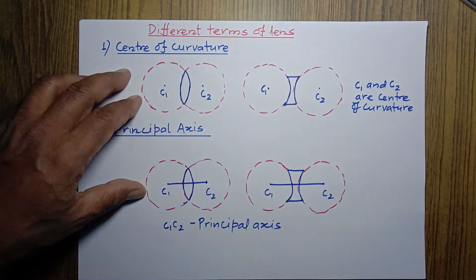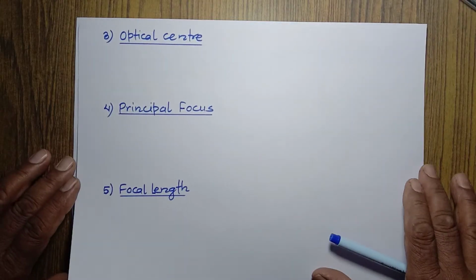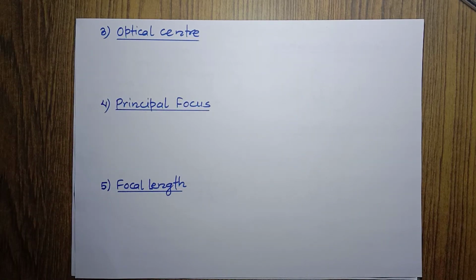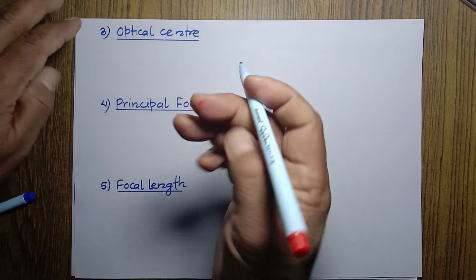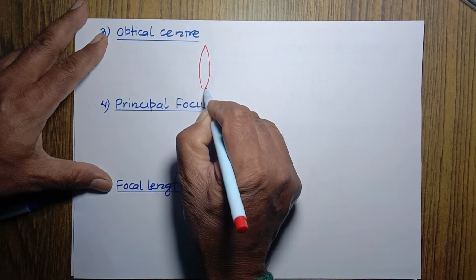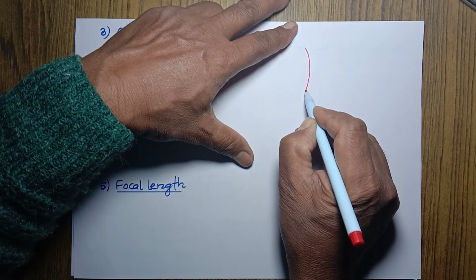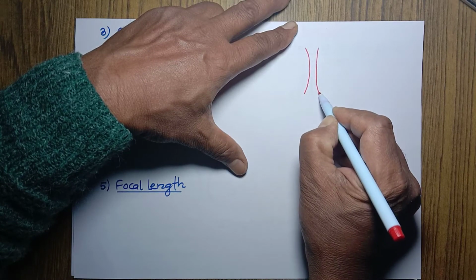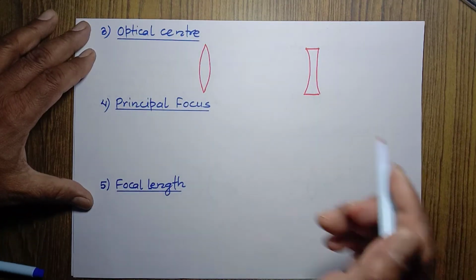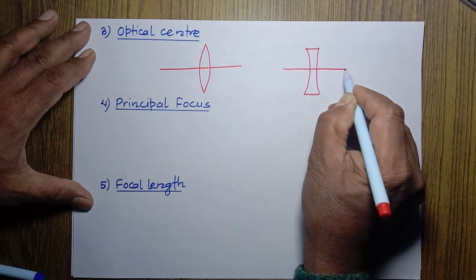Now let's talk about another one. We have altogether five points. Optical center. What is it? Optical center means, let's say this is a convex lens, and this is a concave lens. And we know about the principal axis also. Here we have the principal axis.